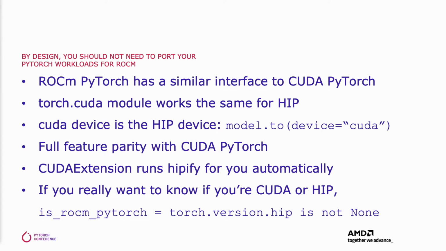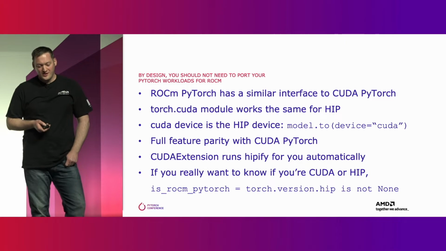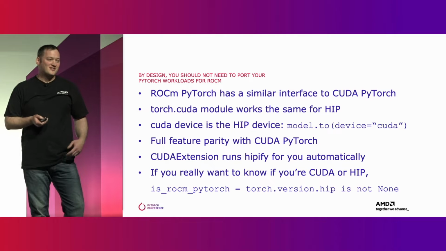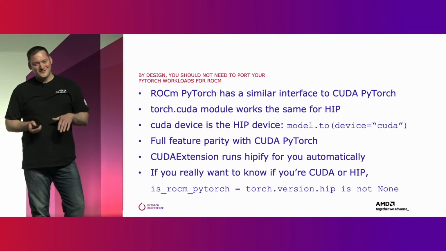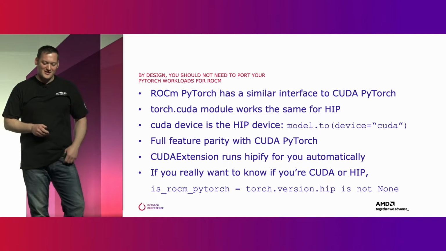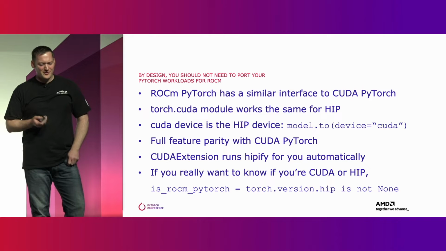Okay? That's by design. You should not need to port your PyTorch workloads to ROCm running on AMD GPUs. This includes the torch.cuda module that would manage HIP streams, device management, architecture lists, memory usage, et cetera. And that's because the similarities are there. Even sending your tensors to your device, it's still CUDA. So .to('cuda') works for us as well. It's kind of unfortunately named that way, but that's how it is.